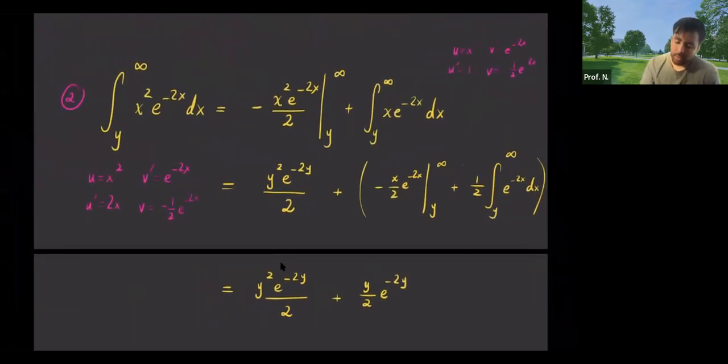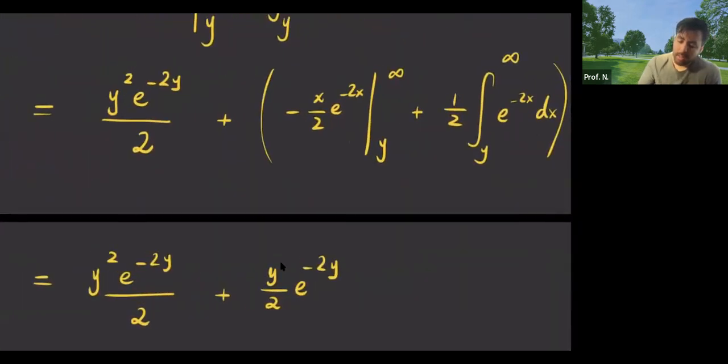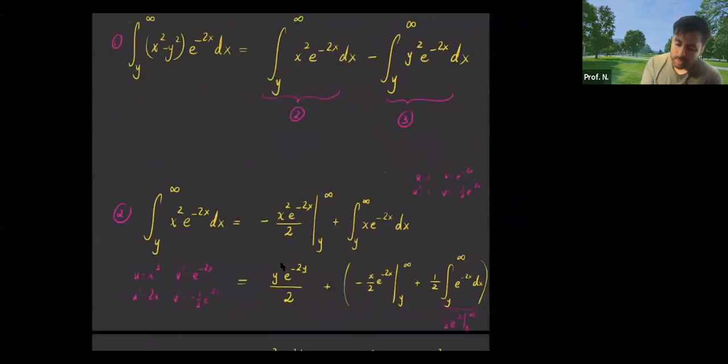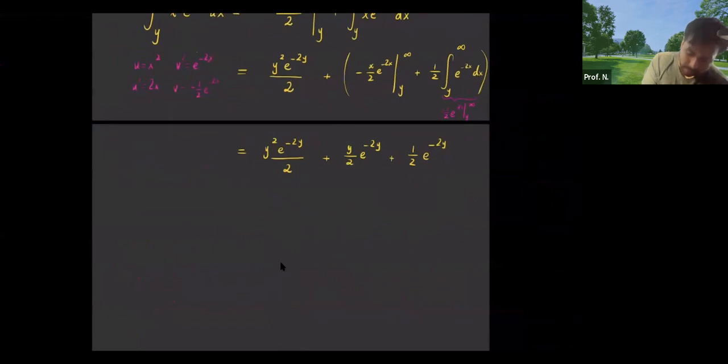Just see everything's okay. It looks okay so far. And then the integral of this guy is e to the negative 2x times negative 1/2 from y to infinity. Again, this goes to 0, and then you get positive 1/2 e to the negative 2y. Okay, so that's what you get for this integral. Now let's look at the next integral here, number 3.